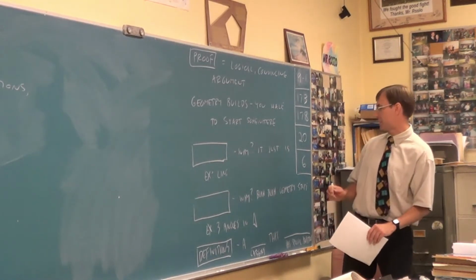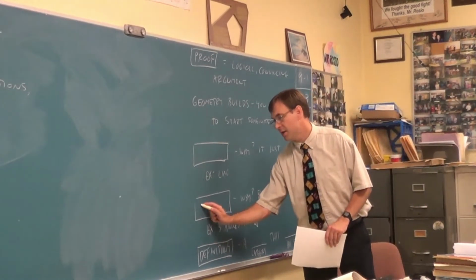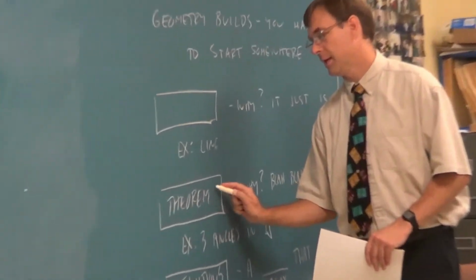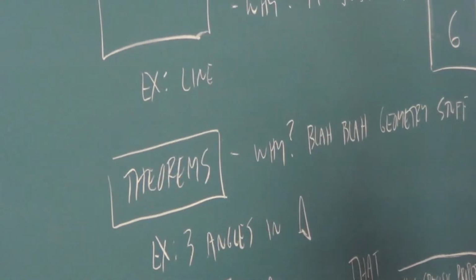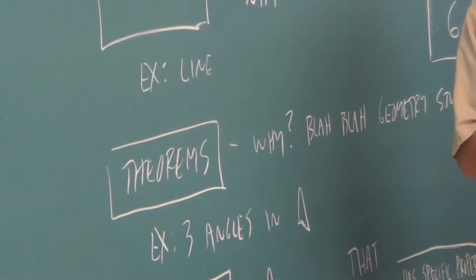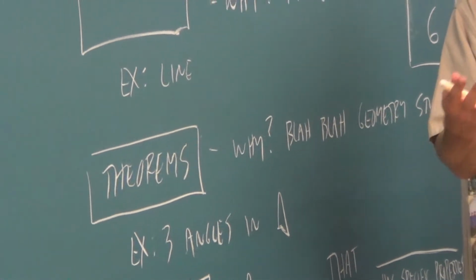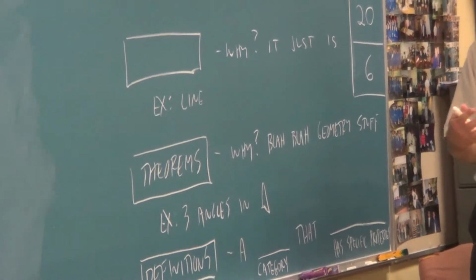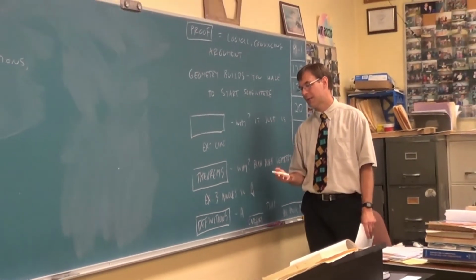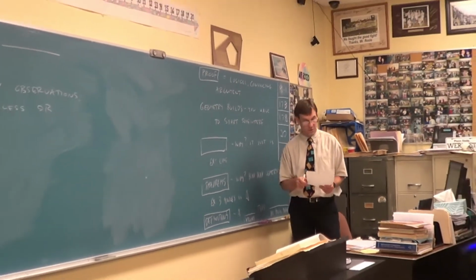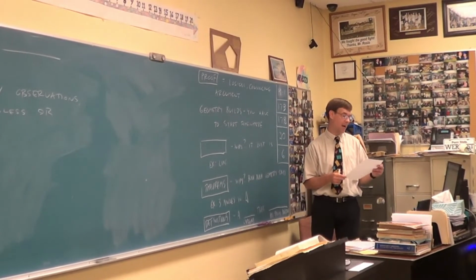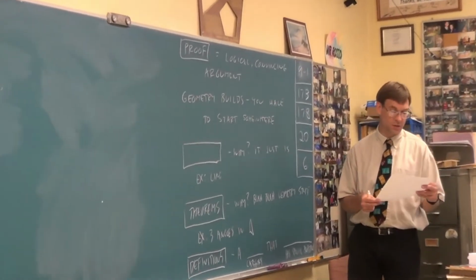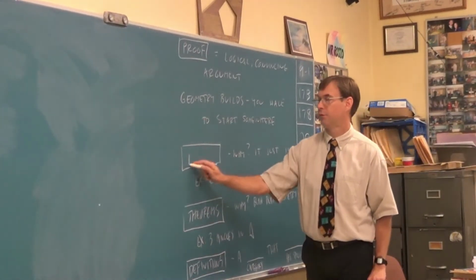Theorems are things that you have to prove. Does the word theorem remind anybody of another word you know? Theory. Theorem, theory, it's the same kind of word. Theorems are things that you're going to have to prove. So that was in there in number 2. Postulates are things we don't have to prove.